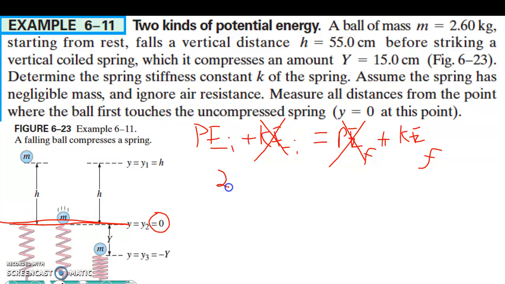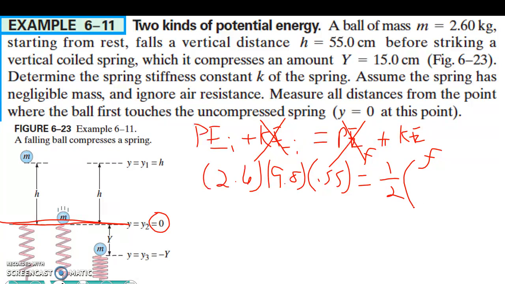So we go mgh: 2.6 times mass, or I'm sorry, g is 9.8, and our height, 55 centimeters, that's 0.55. And that's going to equal 1/2 times our mass, which is 2.6, and we'll find that velocity. So we're going to find the velocity of the ball when it gets to the spring, which is 3.28 meters per second. Now we're going to take that velocity and talk about the energy that happens here.